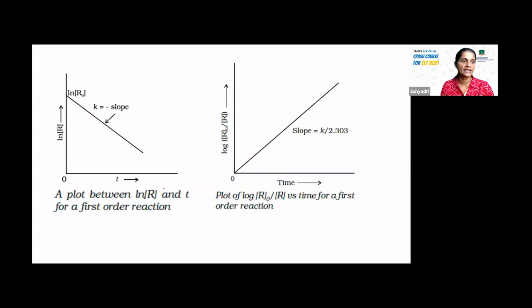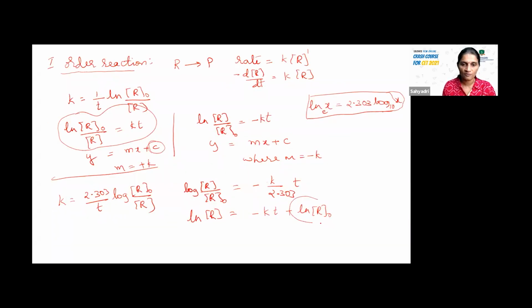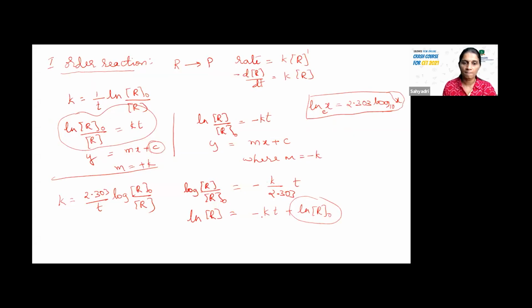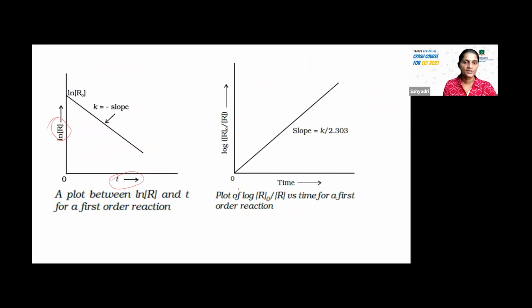Now you plot ln R versus t. When we plot, we get the y-intercept as ln R naught, and the slope becomes minus k. Understood? Okay. So these two are the important graphs with respect to first order reaction. Clear? Fine. So next, we can calculate T half of a first order reaction.